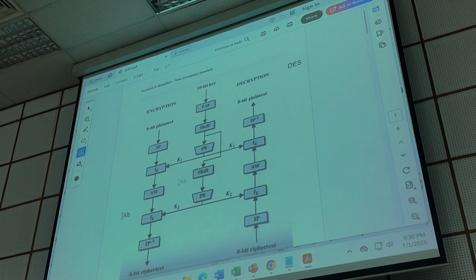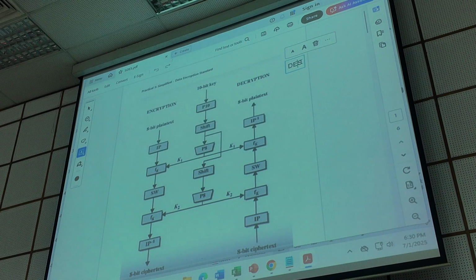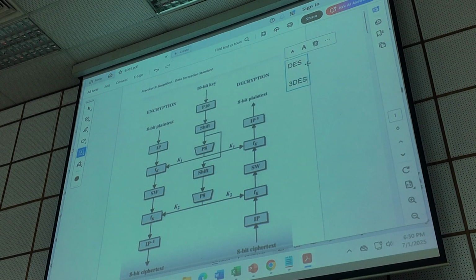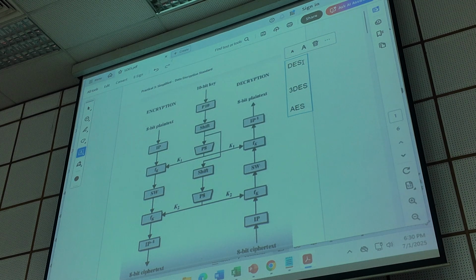The background color is hard to see, so I will summarize for you. There are three algorithms: one is DES, another is 3DES, and another is AES. DES and 3DES use the Feistel cipher structure. AES runs in parallel.